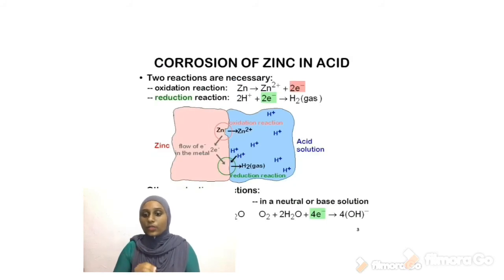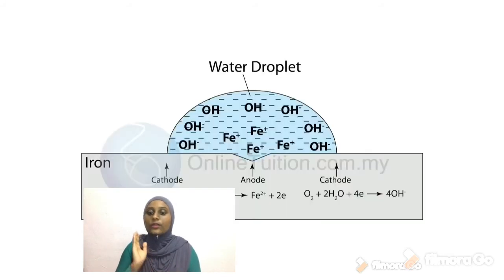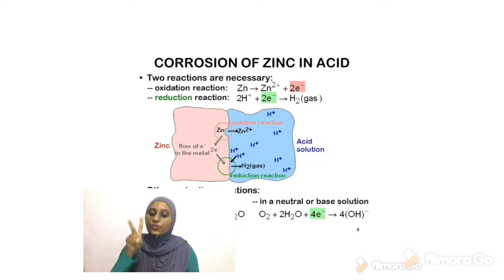And the second reaction is where the two electrons that the zinc gave up recombine with two hydrogen ions from the acid solution and form hydrogen gas. This reaction, where the material accepts the electrons that have been given up by the metal, is called a reduction reaction. So these are the two reactions that are required.